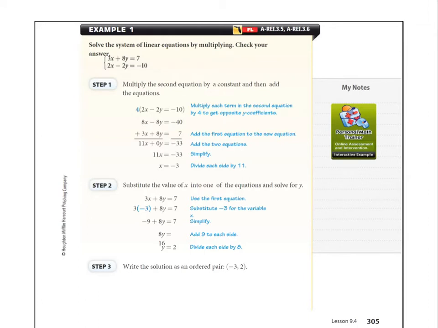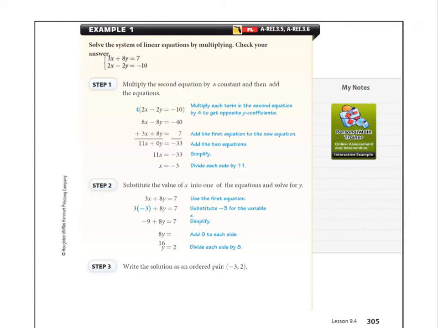So if you look at the example they gave you, 3x plus 8y equals 7 and 2x minus 2y equals negative 10. Well, if you notice here, we don't want to graph these because again we try to avoid graphing.